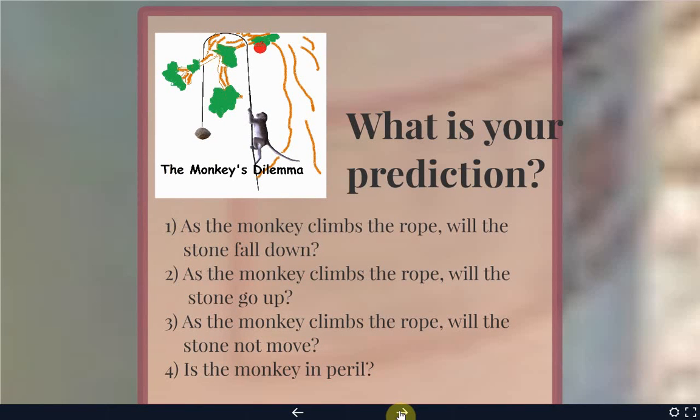Now, there are several different possibilities here. One is that as the monkey climbs, the stone will fall down, and the other is that as the monkey climbs, the stone will go up, or will the monkey climb and the stone would not move at all? And is the monkey in danger at all? I'd like you to pause the video here, and then you could think about it before I go to the next slide.